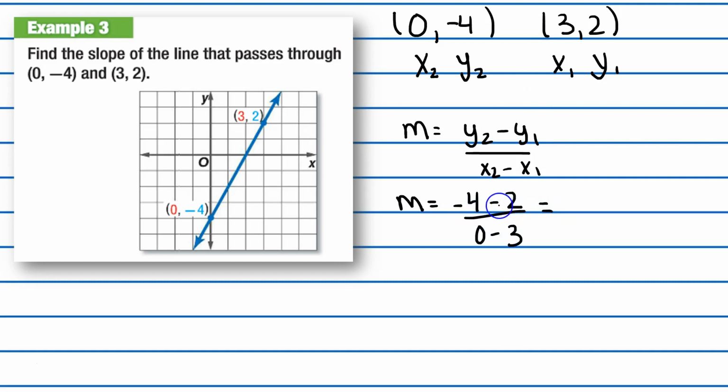-4 minus 2, you can add a plus between them, and now you see that we have a -6. 0 minus 3 is -3. Divide those, that will give us a 2. And if you recall from before, our slope from before was also 2. So you can see that it really doesn't matter which ones you choose for your x2's or your y2's, as long as they stay consistent. 2's with 2's, 1's with 1's. And that's it.